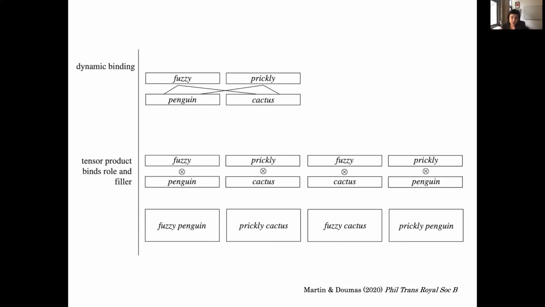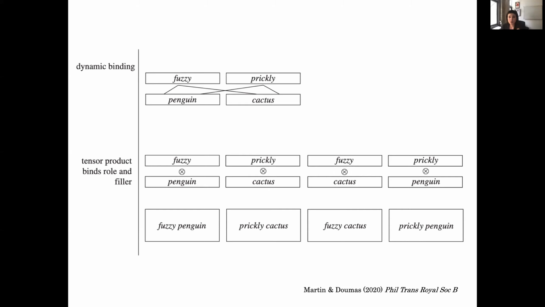In a dynamic binding system, you just have one representation of fuzzy, one representation of prickly, one representation of penguin, and one representation of cactus, and then you dynamically bind them together as needed, right? In a neural system based on tensors and tensor products, you end up having multiple entries of fuzzy, prickly, cactus, and penguin, and then tensor products that represent the combination of each of those.